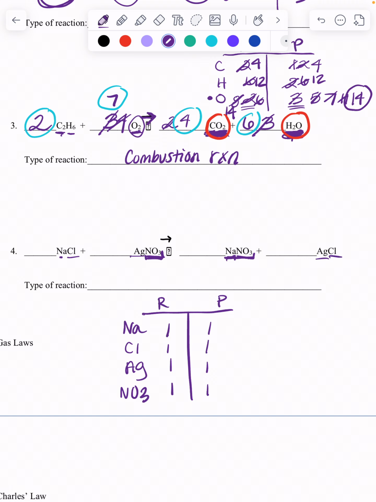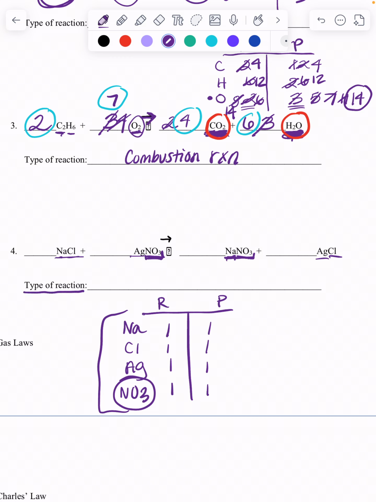Amazing. So again, this is already balanced, but I want you to recognize how we set up this table and keep that polyatomic intact, right? It'll make it 100 times easier, I promise. So to wrap this up then, since it is already balanced, what type of reaction is it?